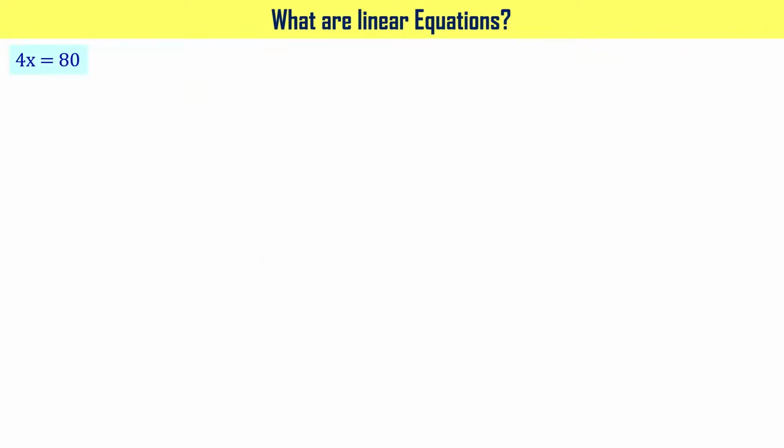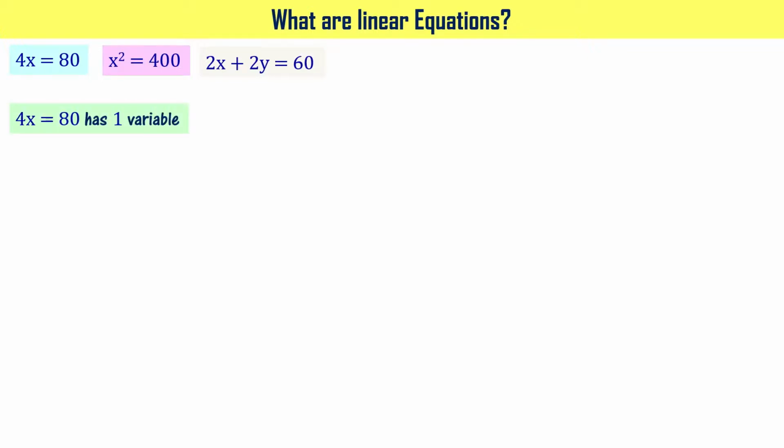We have seen equations like 4x equal to 80, x square equal to 400, and 2x plus 2y equal to 60, right? Let's consider the first equation, 4x equal to 80. If you look at it, it has only one variable, that is x, right? And its exponent or its power, I have not written 1 here, but you can write it, right? Its power is 1.